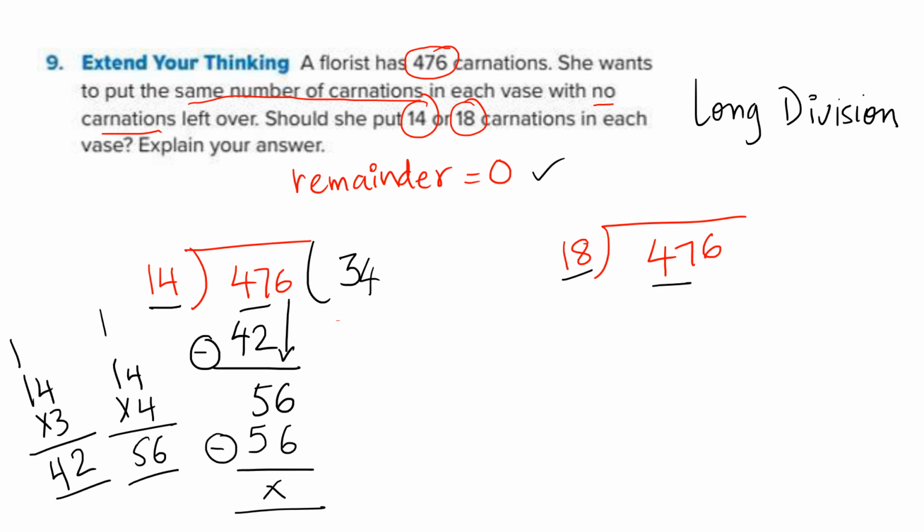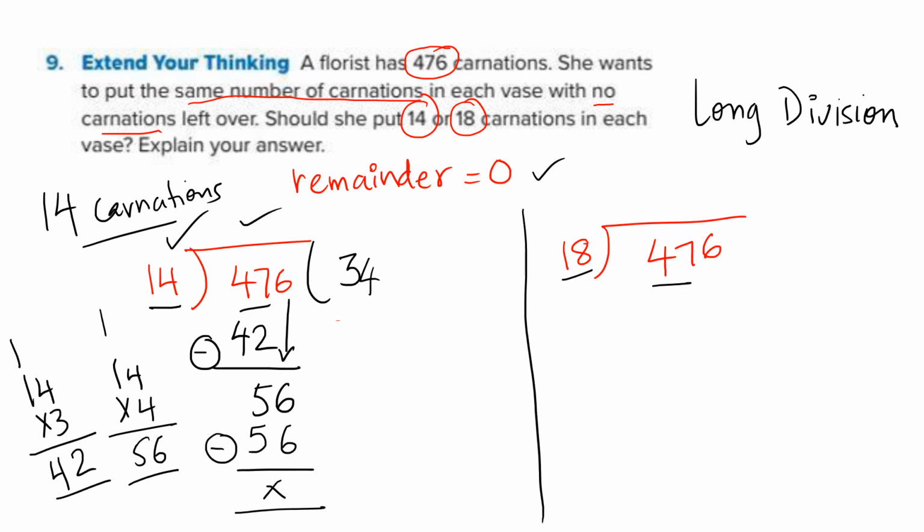So definitely she should put 14 carnations or the flowers in the vase. This is the correct answer. But because we need to check for 18 also, let's do this division as well. So when we try to do this, let's start with 2 first, because 18 multiplied by 2 would come to a number 36, which is close to 47. So I do with 36 and I do subtraction.